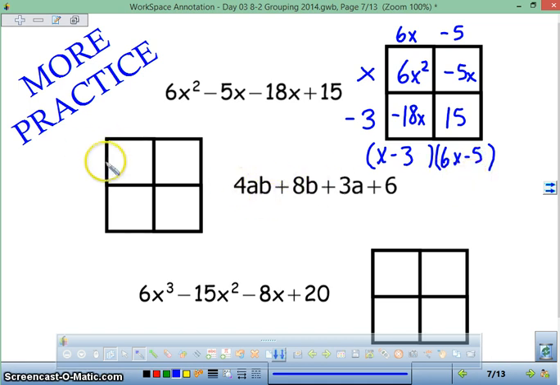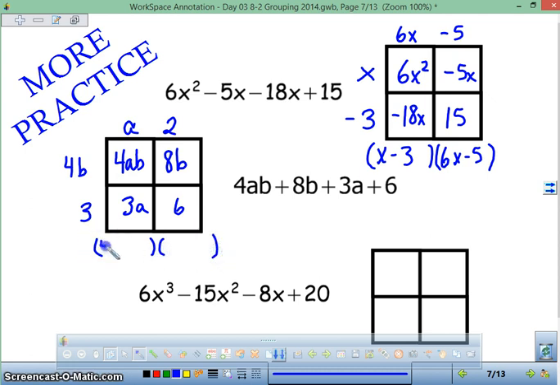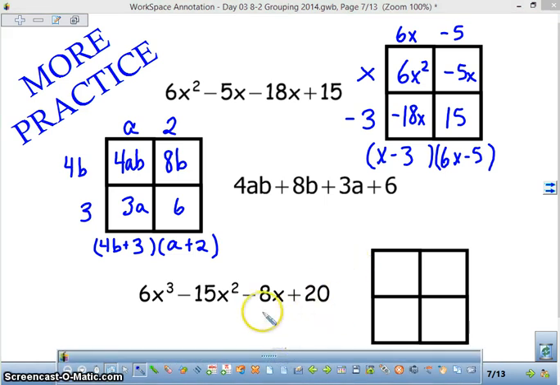Watch me do this one. I'm going to go ahead and put 4ab here. I'm going to put 6 down here. 8b, 3a. Greatest common factors are a, 2, 4b, and 3. So we've got 4b plus 3 times a plus 2. Why don't you try this one on your own and then compare it to how I've done it?